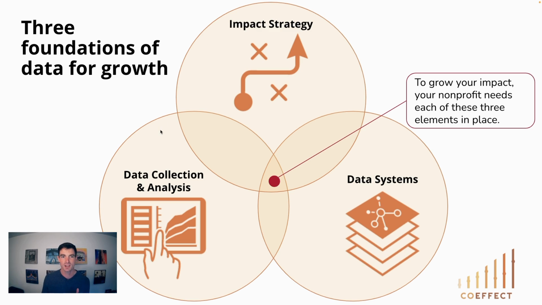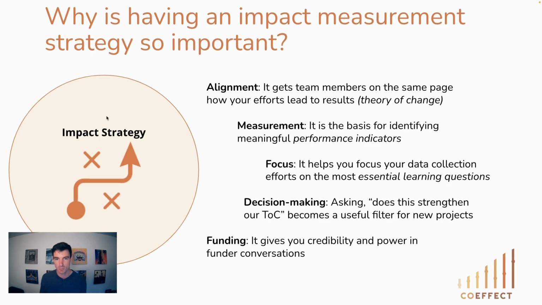I will say that having an impact measurement strategy is kind of fundamental. So if you don't have that, it's important to start there before moving on to any of these other two pieces. It's so important because, for one, it supports alignment. If I think about five main benefits of having an impact measurement strategy, alignment is the first one. Having this allows your team members to really get on the same page around how your efforts lead to results. And we'll be talking about theory of change as one of the aspects of this. A theory of change really supports alignment within your team.